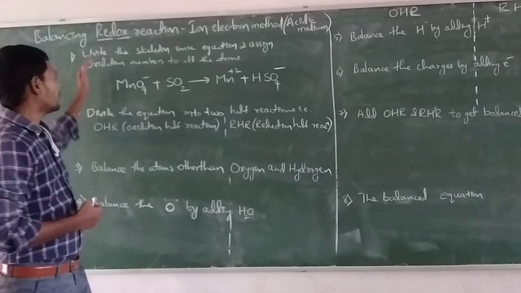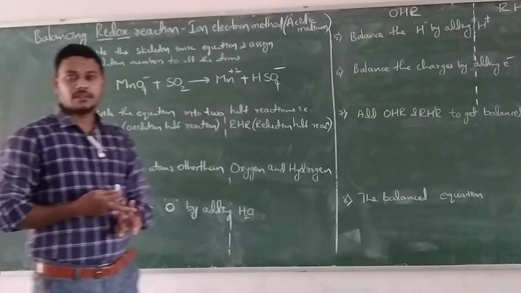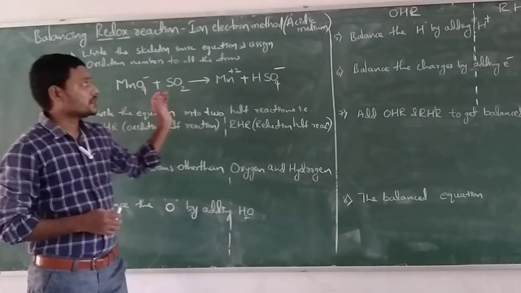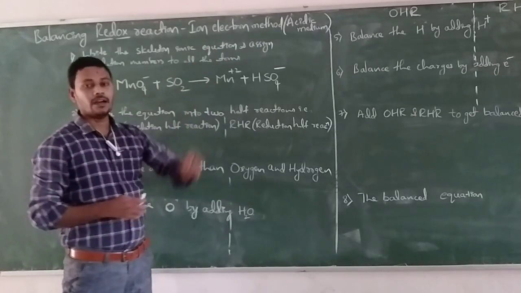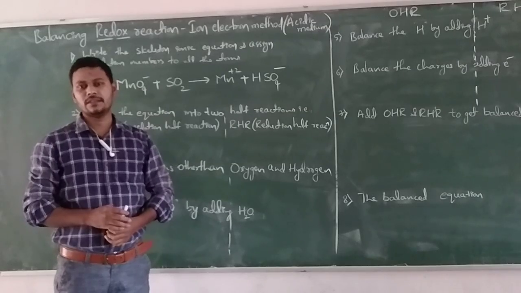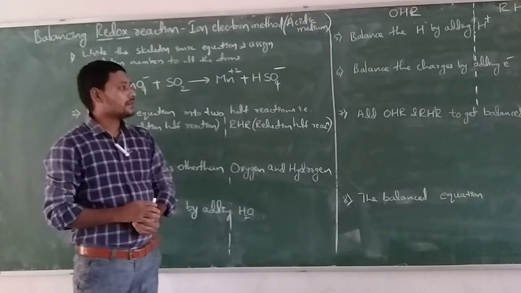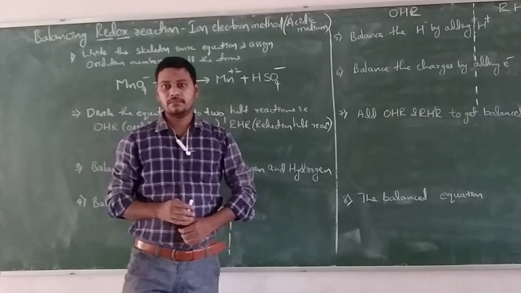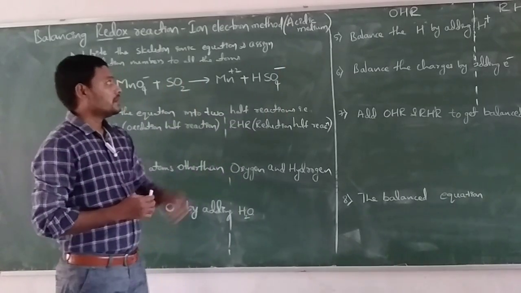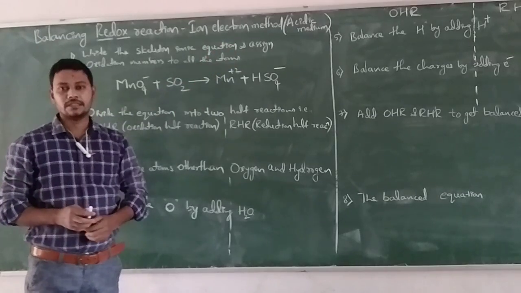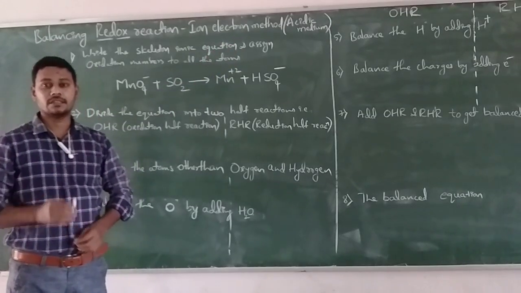Now we are balancing the redox reaction. There are two methods to balance a redox reaction. One is the oxidation number method, another one is the ion electron method. The ion electron method is a very important and easy method also. And there are two ways, in acidic medium and in basic medium. Now I am going to tell the balancing of a redox reaction by the ion electron method in acidic medium.